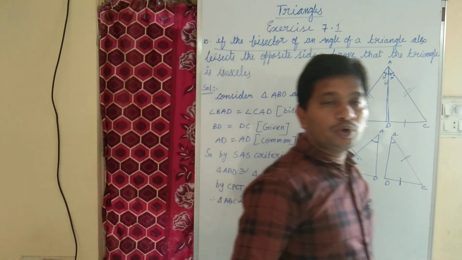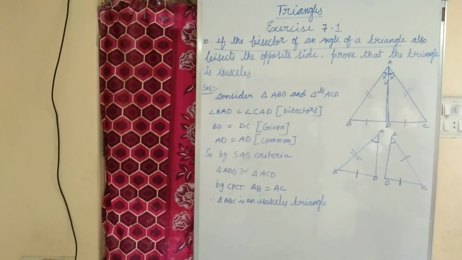Children, I hope you understood this problem. Everything is given in the question only. AD equal to AD common side, angle BAD equal to angle CAD, and BD equal to DC, right?